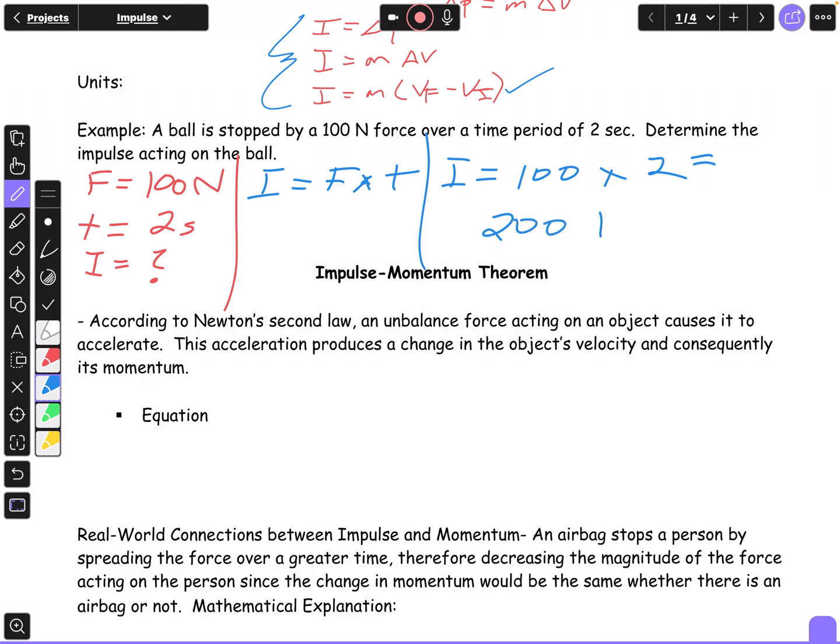And the units would be Newton seconds, although I could use kilograms times meters per second. Those units are the same. Normally I'd round to 2 decimal places, but since it gave me a whole number, it's alright just to say 200.